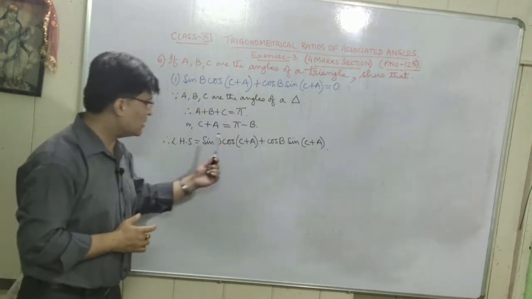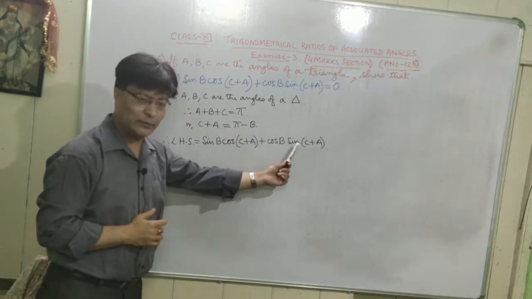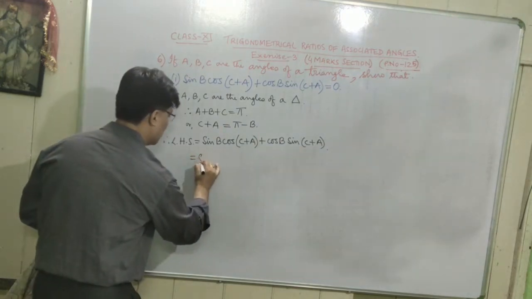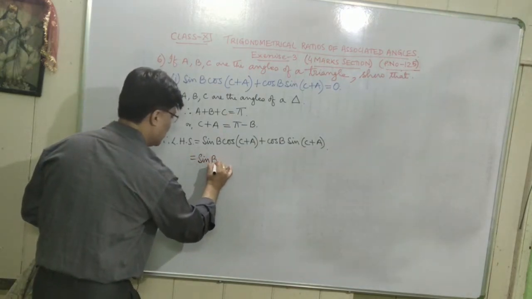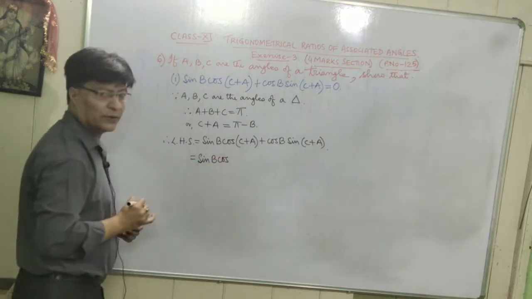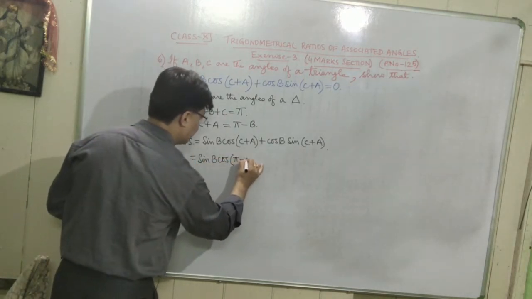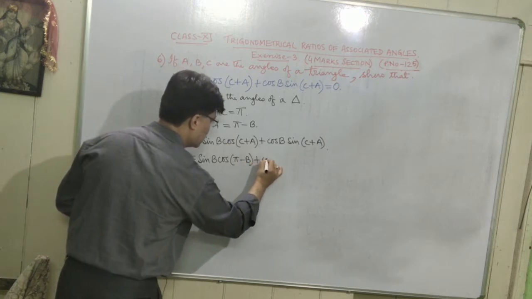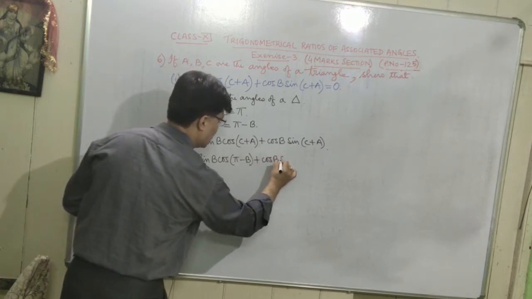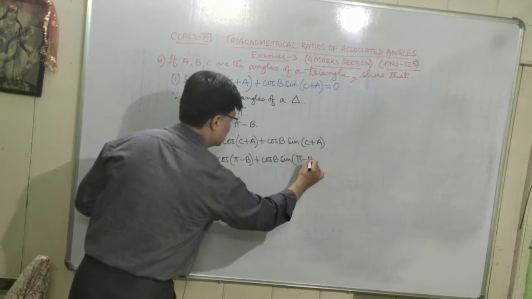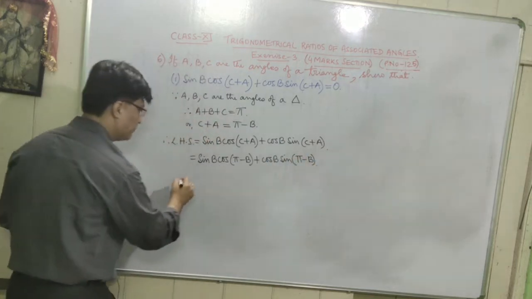Okay, now let us put the value for C plus A. What is the value for C plus A? It is pi minus B. So LHS is equal to sine B cos of (pi minus B) plus cos B sine of (pi minus B).